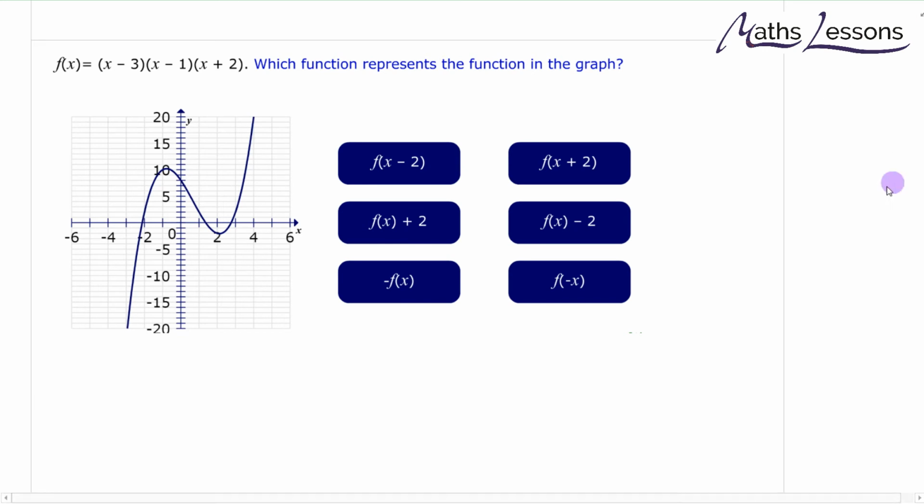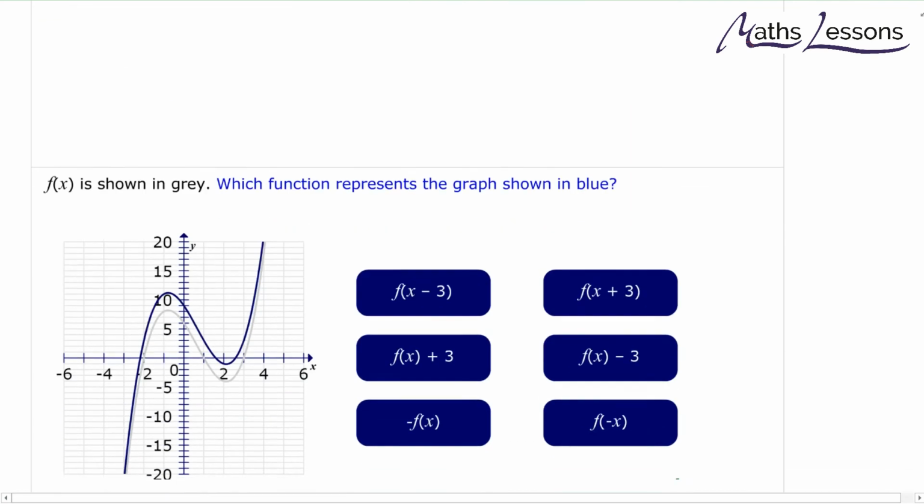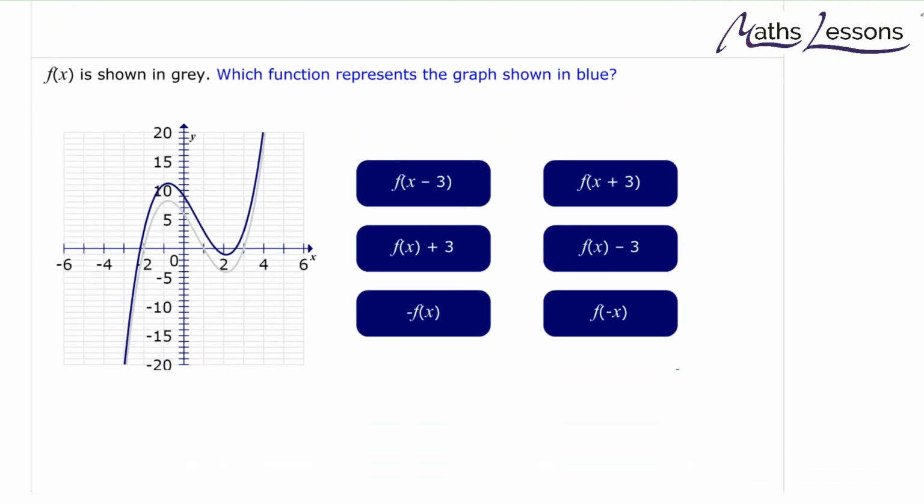Sorry, I didn't. The mic was off then. Let me just go over the explanation there. You might think there's a reflection going on in the y direction, but the problem is the reflection's in the line y equals 2, so it can't be that, and we don't have a transformation for that. It's a reflection in the y-axis here, which gives us f of minus x. Right, let's move on to the next question. 30 seconds.